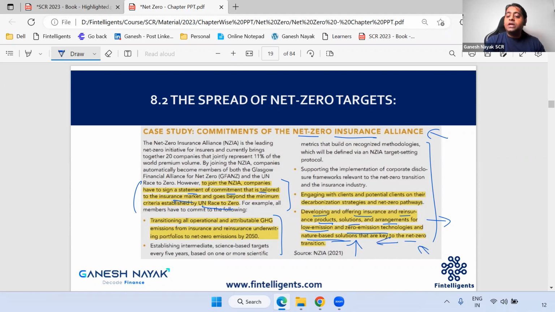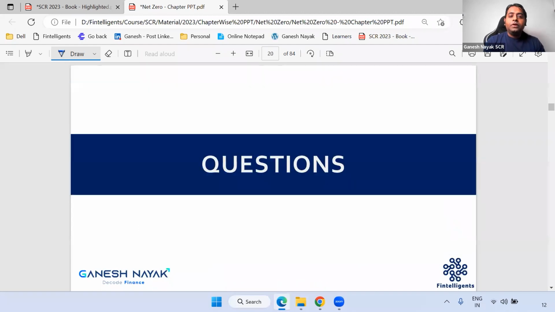The key to the net zero transition is that you, as an insurance company, have to provide services. This is important, so that is the reason I've highlighted it. The rest is very generic commitment that you have to make if you want to become a Net Zero Insurance Alliance member. Okay, we have completed the second portion of this.